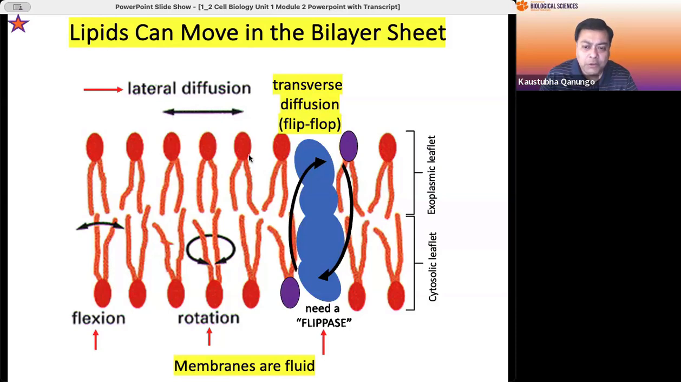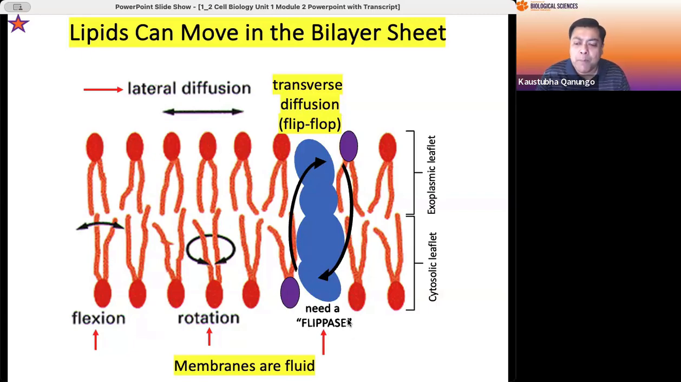One is lateral diffusion. They can move sideways, they can flex, they can rotate themselves, and also they can flip from one side to the other side, say from the exoplasmic phase outside to the cytosolic leaflet phase. They can do this. But this is thermodynamically extremely energy demanding, because this head group, which is polar, charged and hydrophilic, needs a lot of energy to go through the hydrophobic core.